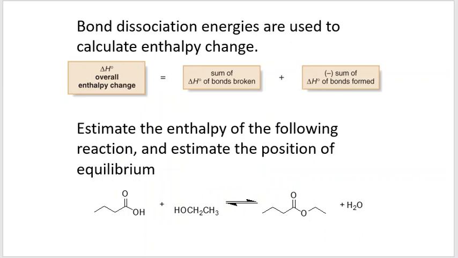So you can use these bond dissociation energies to calculate enthalpy change. And what you do is you take the sum of all of the bonds that are broken and then the negative of all of the bonds that are formed, because remember, we have to put energy into the system to break bonds, and we get energy out to make them. So these values are negative, these are positive. And then you just add those all up and you get the overall enthalpy change.